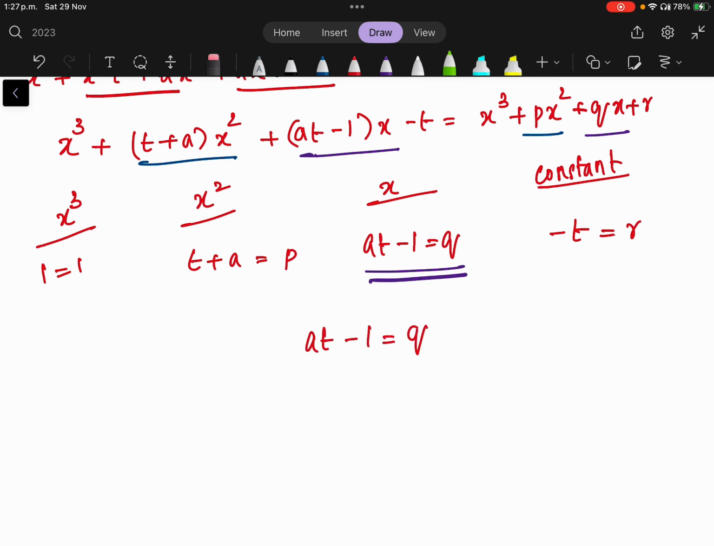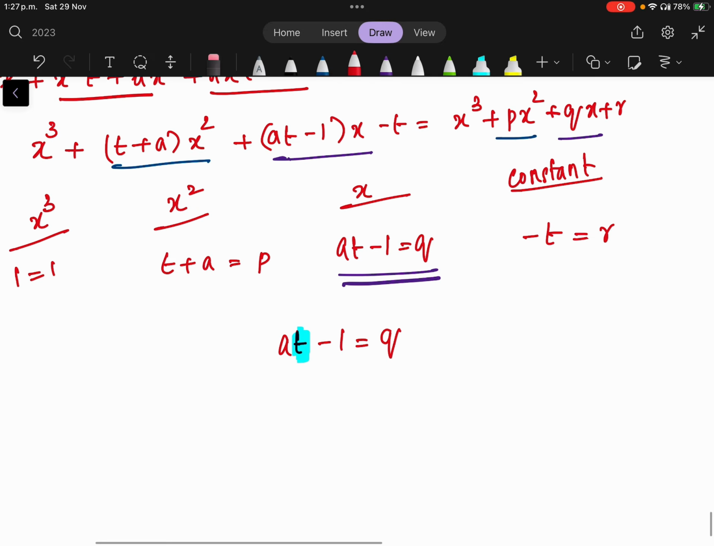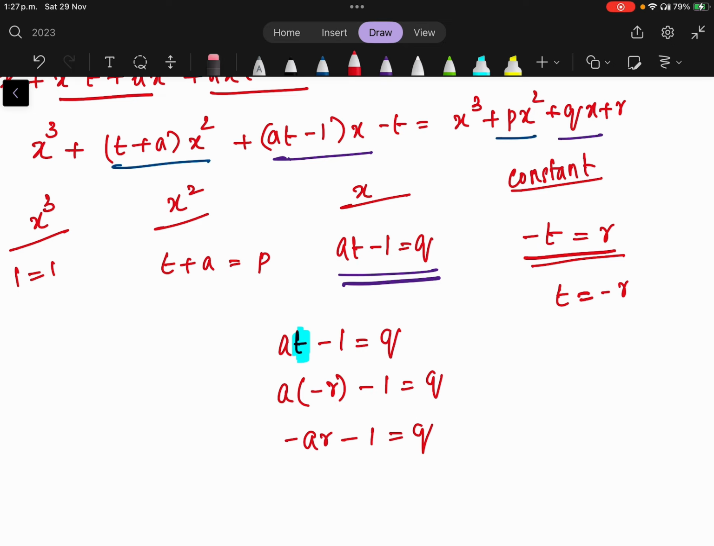And remember, t is something which we introduced. We don't want that here. So you will look at the other equation to see what is available for substituting for t. So minus t is equal to r, or t is equal to minus r. So I can write it as a into minus r minus 1 is equal to q. So I can write this as minus ar minus 1 is equal to q.